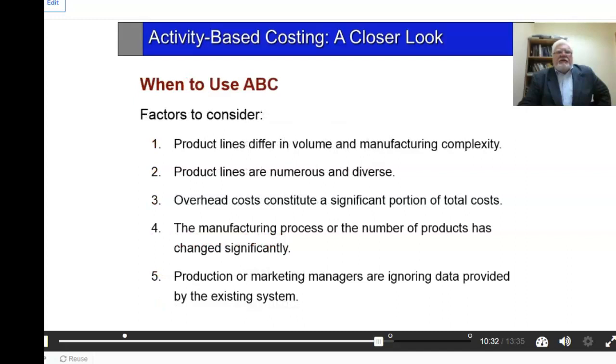When should a company use ABC? Well, if you're producing a lot of different types of products and you're producing in a manufacturing environment where overhead is a significant portion of the total costs, then you should consider using activity-based costing.